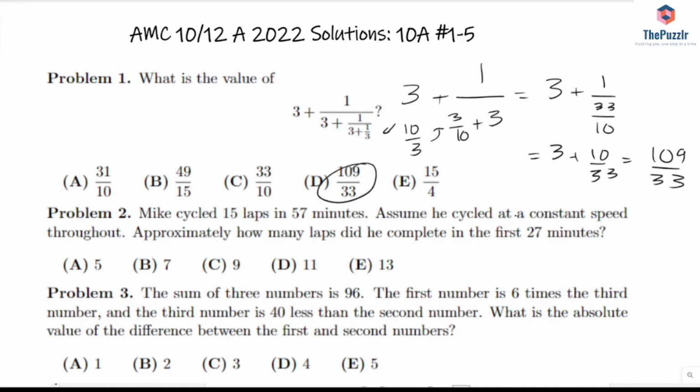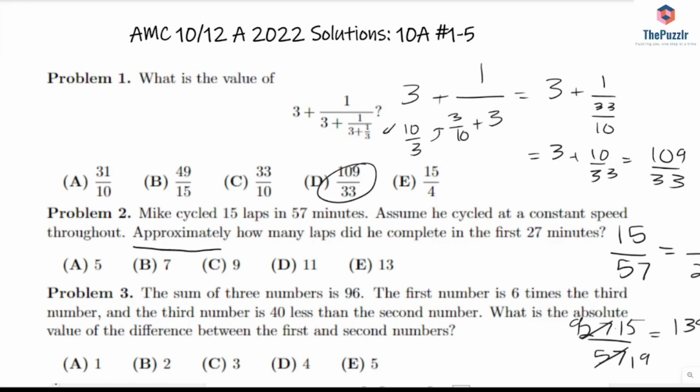Okay. Number 2. Mike cycled 15 laps in 57 minutes, and if he's traveling at a constant speed, how many laps did he complete in the first 27 minutes, approximately? So we can set up ratios, 15 over 57, and same thing for 27 minutes, right? So same ratio. So now we can evaluate this ratio as 27 times 15 over 57. This simplifies, this becomes 9, this becomes 19, and this is 135 over 19 equals x.